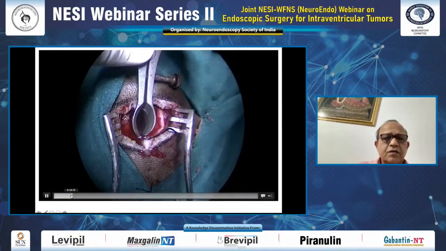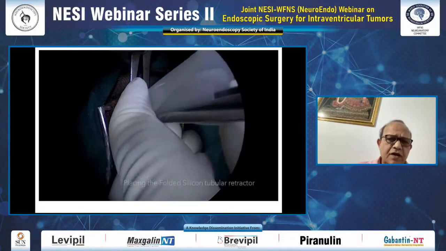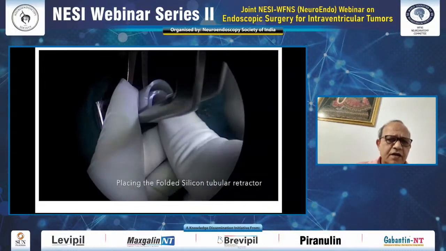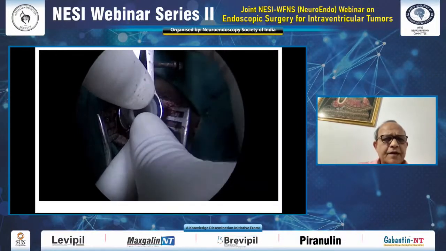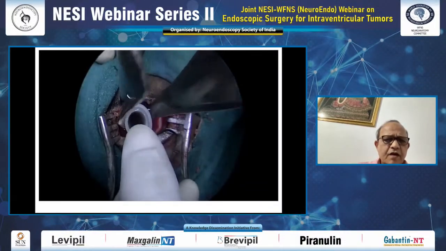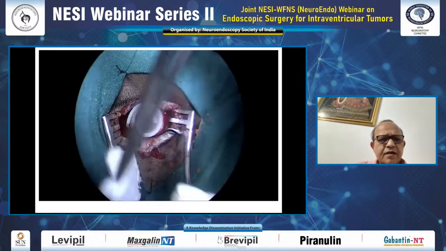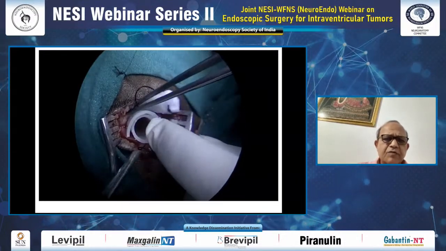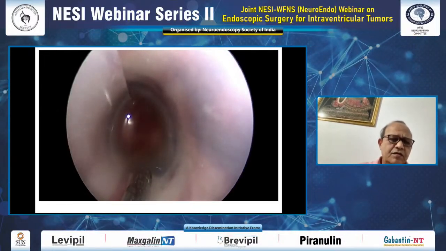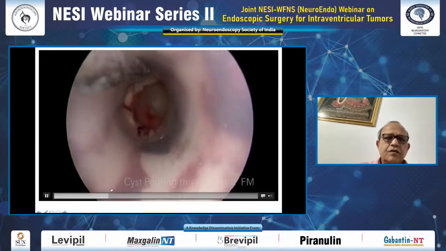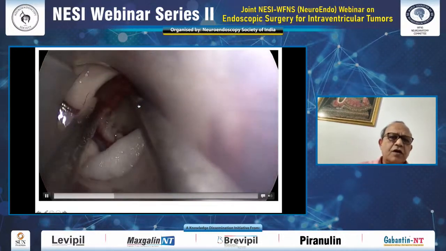So the nasal speculum, and then we put the tubular retractor which is folded inside. So you enter the lateral ventricle, take out the nasal speculum, and then put the endoscope inside this tubular retractor and do bimanual dissection. One can see the colloid cyst at the foramen of Monro.